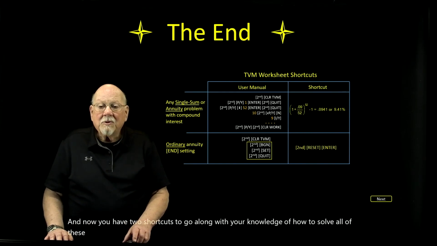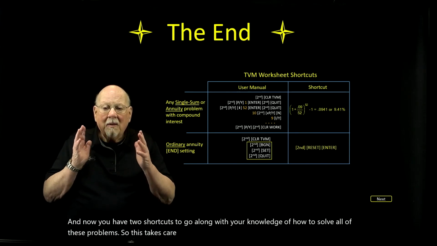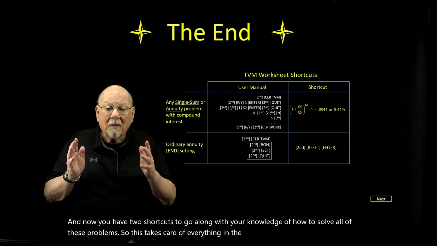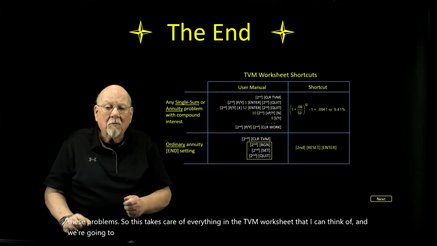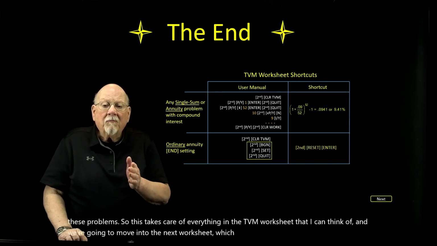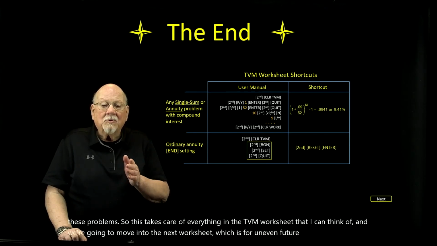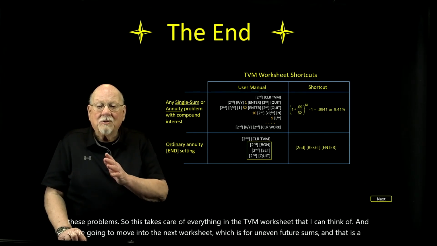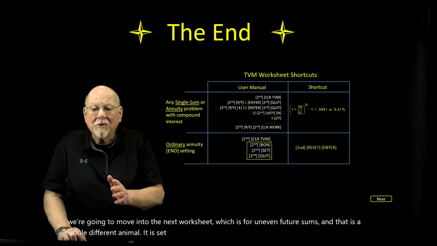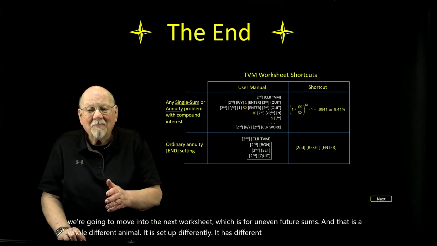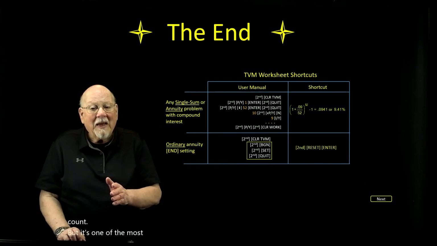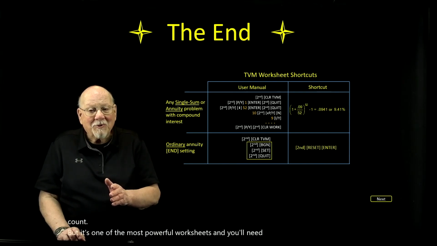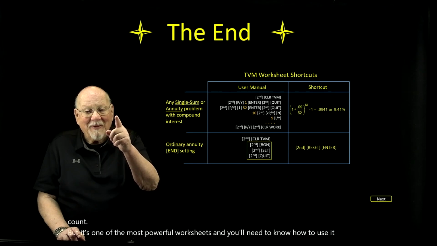So this takes care of everything in the TVM worksheet that I can think of. And we're going to move into the next worksheet, which is for uneven future sums. And that is a whole different animal. It is set up differently. It has different assumptions. Interest rates count. But it's one of the most powerful worksheets, and you'll need to know how to use it. So I'll see you in the next video.